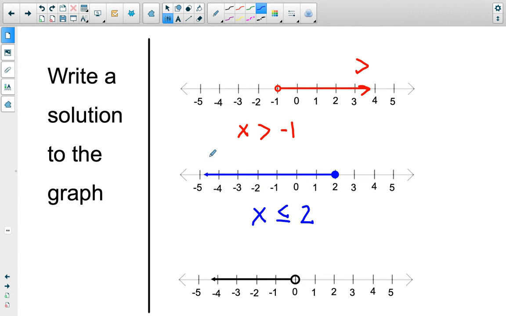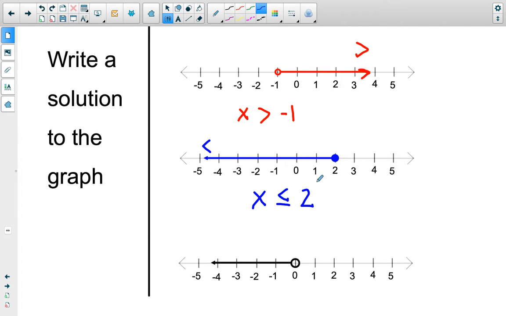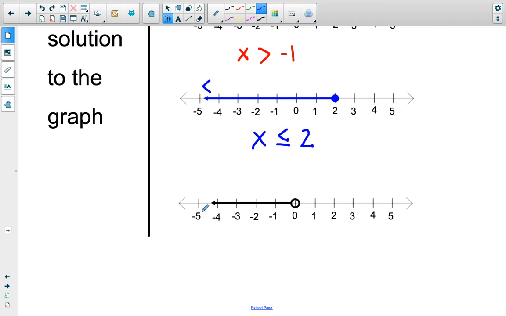Now notice again, the arrowhead for my less than looks a lot like that less than sign. That helps you write them. So in this case, x is less than or equal to 2. Every number that is less than or equal to 2 will be a solution to this line.